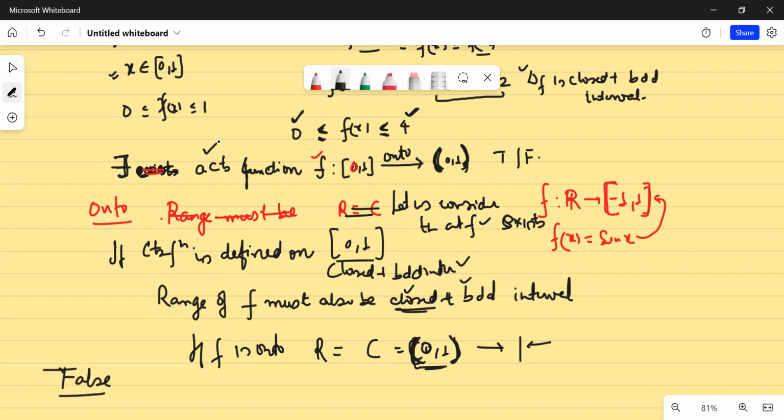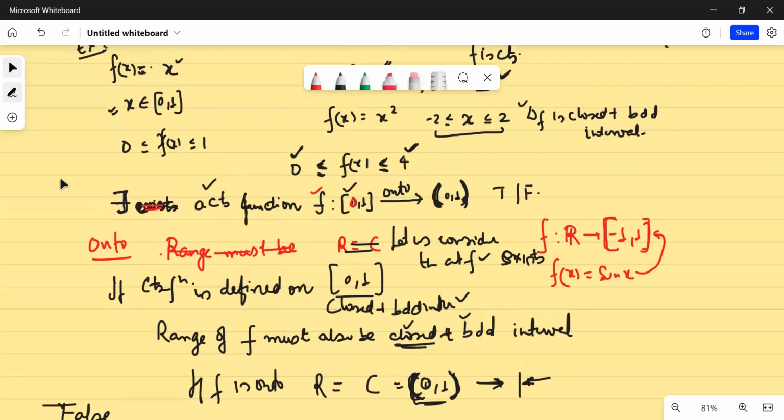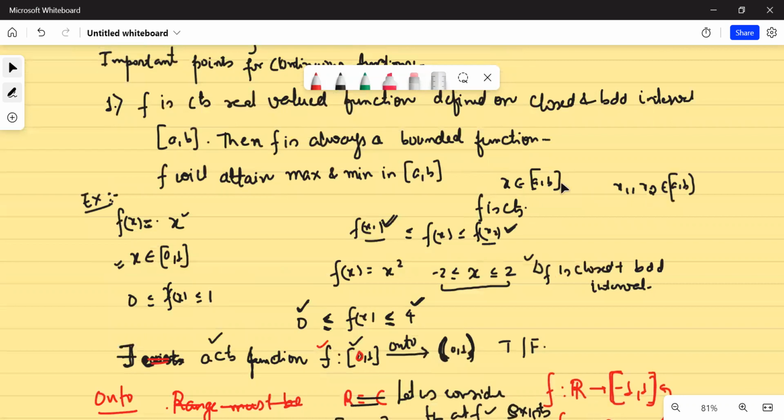If my function is continuous and it is defined on a closed and bounded interval, then the range must be closed and bounded. And here it is given onto. Onto means the range must be equal to the codomain. So here you arrive at a contradiction. Therefore, always remember that if your function f is continuous and defined on a closed and bounded interval, then it will always attain maxima and minima, or f must be a bounded function.